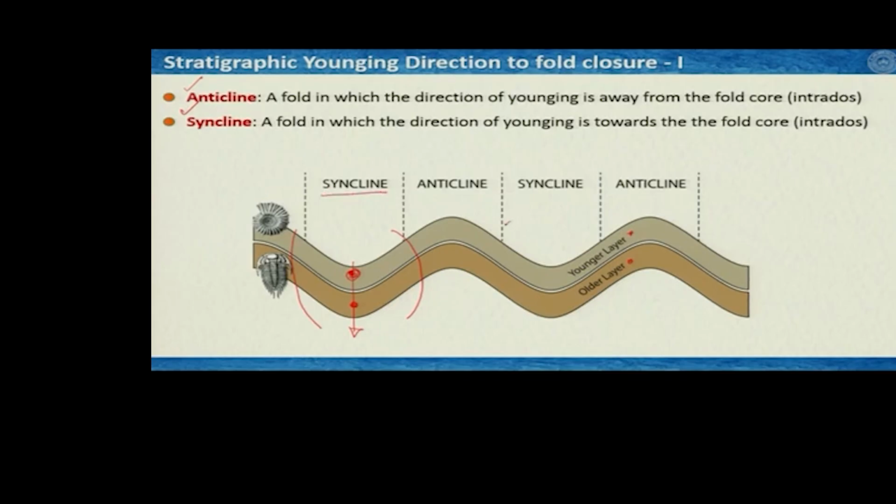But in the next wave, if we consider this particular wave, we see that it is closing upward. So this is an antiform, and in this antiform the younging layer is away from the fold core. This is your fold core and the younging layer is away from it. Therefore, as per definition, we term it an anticline. So syncline, anticline, syncline, anticline, this is how it progresses in folded strata. I repeat, synform and antiform are geometry based terminologies, and anticline and syncline are also geometry based terminologies, but they also include the stratigraphic younging direction.